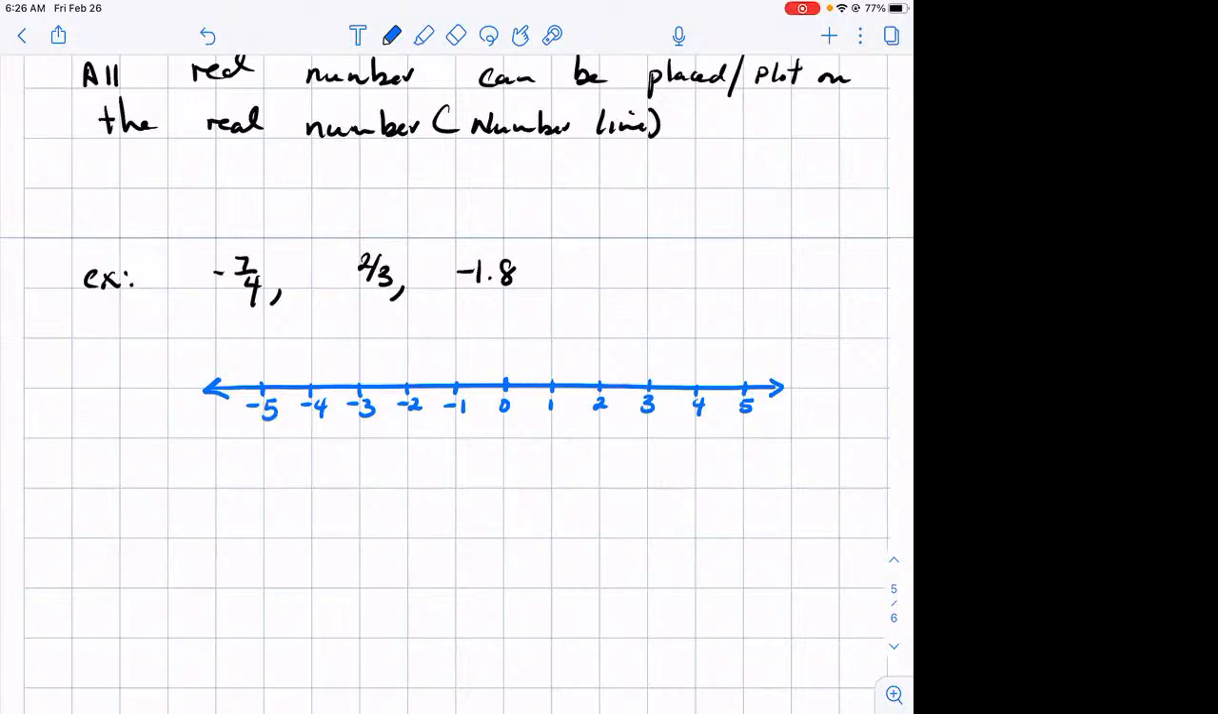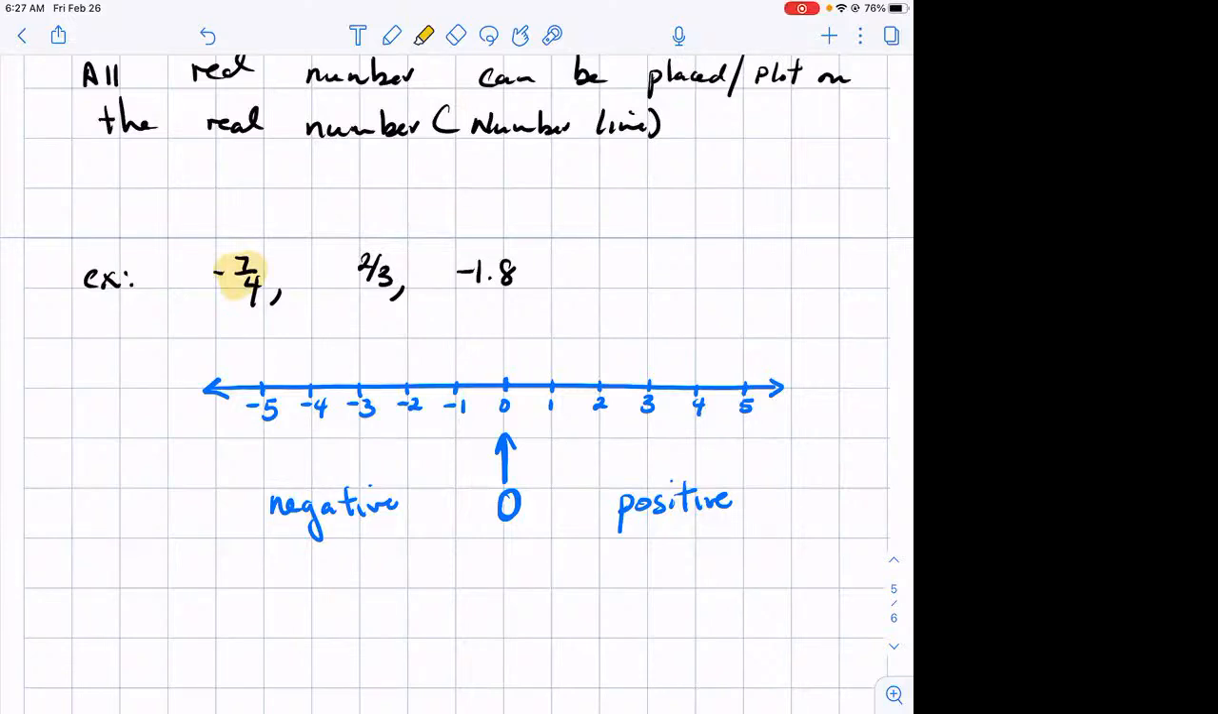So on this, the center of the line is usually 0, right? And to the right of 0 is positive, and to the left of it is negative. Okay? Now, if you look at the first number given, it's negative, so that will be on the left side of 0.